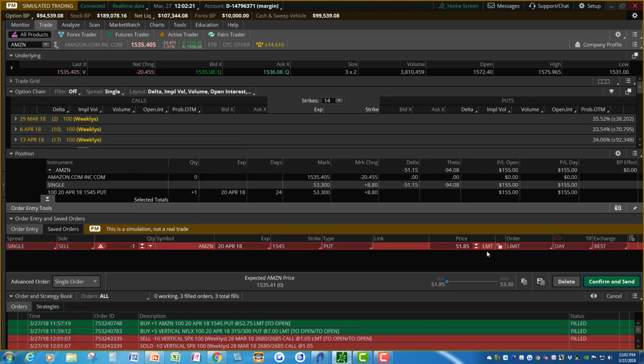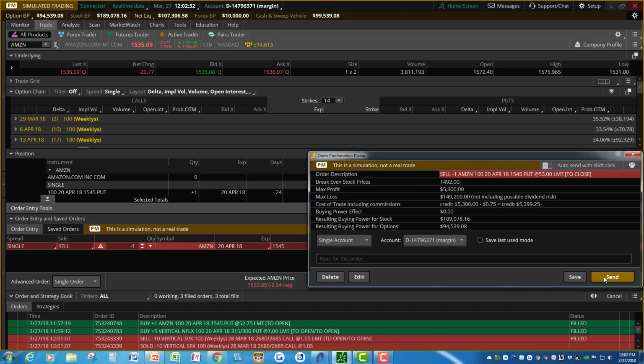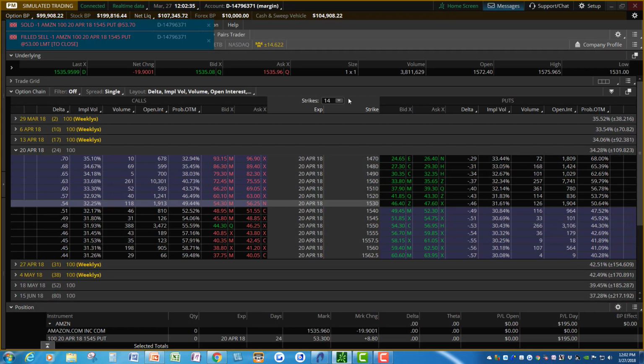Again, we're going to look to sell it between the natural and the mid. We want it close to the mid as possible because we want to sell it for the higher price. So let's try to see if we can sell it for 53. Confirm and send. Boom, we sold it.